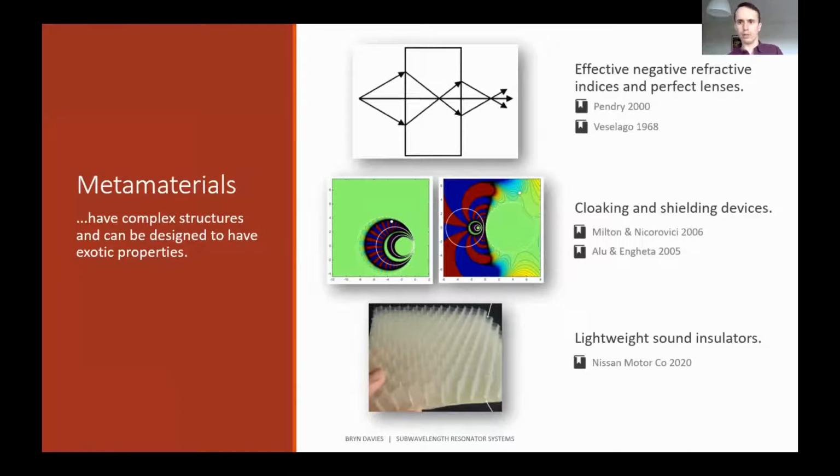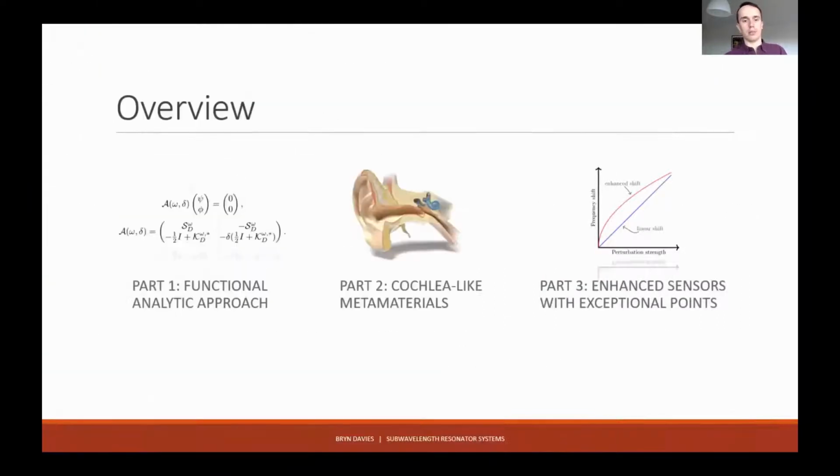But in the roughly 2 decades since then, this field has grown rapidly, and in particular, acoustic metamaterials have come to the point now that they're quite close to commercial application. For example, last year Nissan shared details of this honeycomb lattice structure, which acts as a very effective yet lightweight broadband sound insulator that can be specifically designed to reduce road noise in cars. So that's kind of the background.